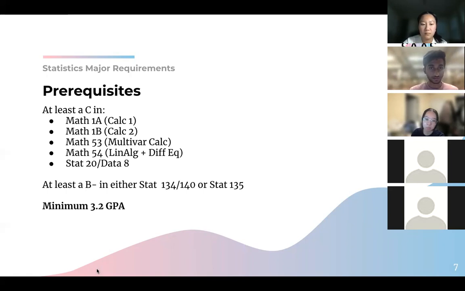So really, I think the main math courses you're going to have to take are 53, 54, and between Stat 20 and Data 8, I personally recommend Data 8 just because it has more of an applied focus and you're doing more programming with that. But Stat 20 is also a good class just to get a little bit of basic stat foundation. And so these are going to be the prereq classes you're going to have to take.